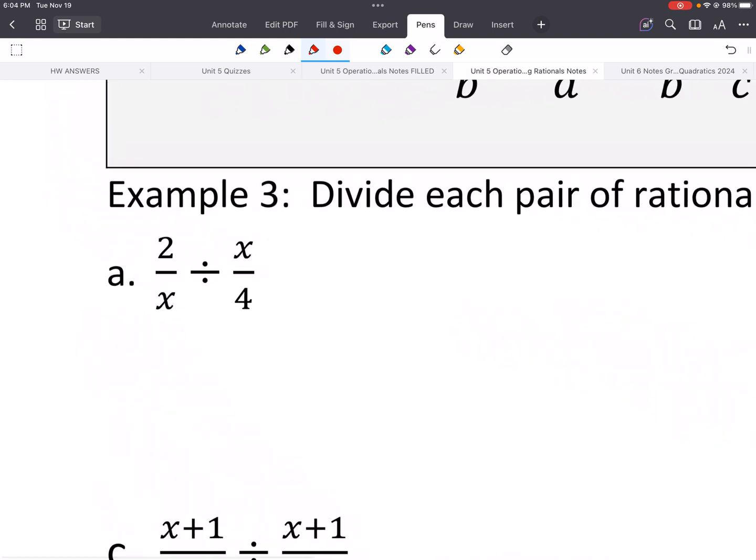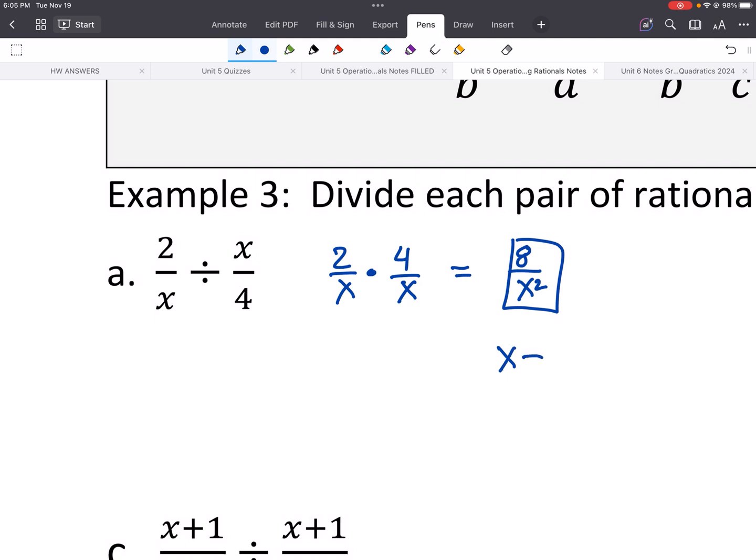So here we go. Again, division. Before you do anything, check for factoring. Everything looks factored already, so we'll keep 2x, or 2 over x, change to multiplication, and then 4 over x. Multiply straight across, so 8 over x squared. So that would be our answer.